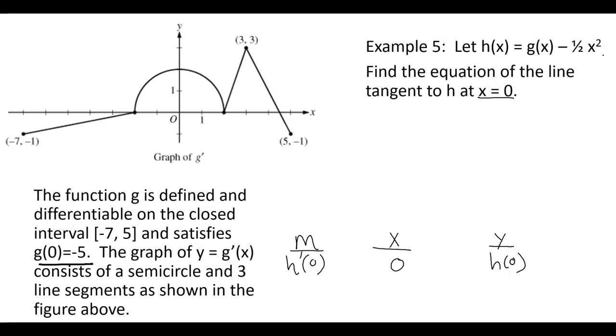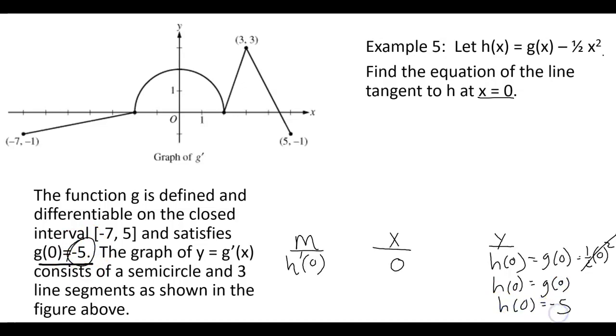Let's do y first. So h of 0 is going to be equal to g of 0 minus 1/2 times x squared. I'm sorry, not x squared. It's going to be 0 squared. We're plugging in 0. Okay, so now in this case, that just goes away. So that means that h of 0 is equal to g of 0. And g of 0, according to the instructions, is -5.